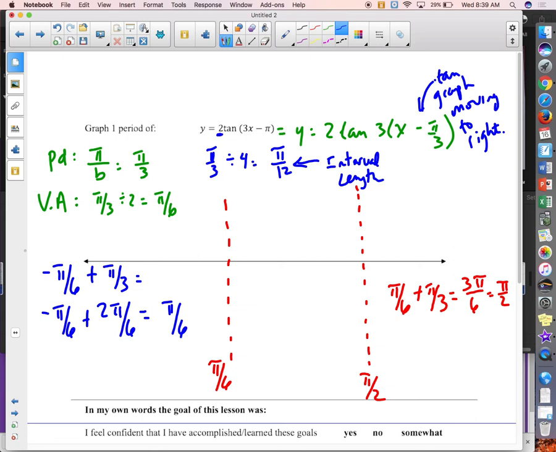So because I know that my intervals are going to be pi over 12, I'm going to change my vertical asymptotes in terms of 12ths. I'm going to put 2 pi over 12. My pi over 2 in terms of 12ths, multiplied by 6, will be 6 pi over 12. So my intervals in between them will be a 3 pi over 12, a 4 pi over 12, and a 5 pi over 12.